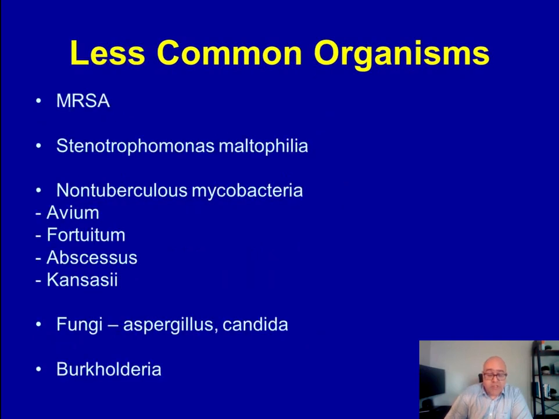There are less common organisms, but I have to say, actually they're still fairly common if you work within a large cohort of bronchiectasis patients. So things like MRSA, Stenotrophomonas, and of course the non-tuberculous mycobacteria. There's a variety of these that we come across, but the more common ones are particularly avium and abscessus.